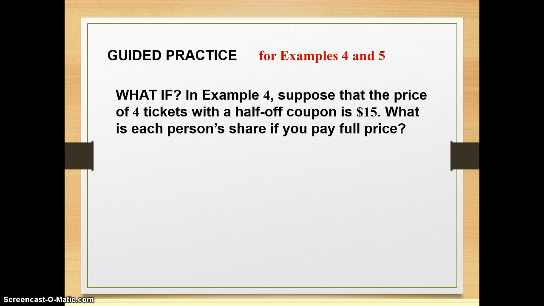In example 4, suppose that the price of 4 tickets with a half-off coupon is $15. What is each person's share if you pay full price? The answer is each person will pay $7.50.